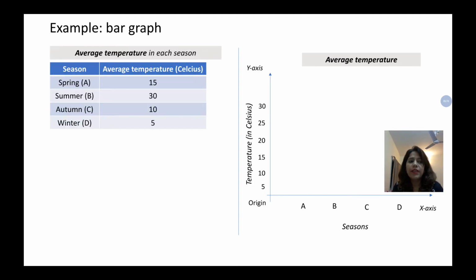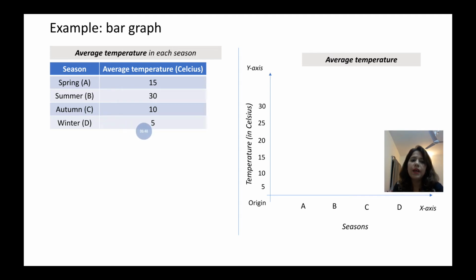Over here I have taken the table in which I have taken the temperatures, average temperature in Celsius, and the seasons. And on the y-axis I have taken the temperature, and on the x-axis I have taken the seasons. Just to make things look easy, I have used the alphabets for the season. For spring I have used A, for summer I have used B, for autumn I have used C, and for winter I have used D.